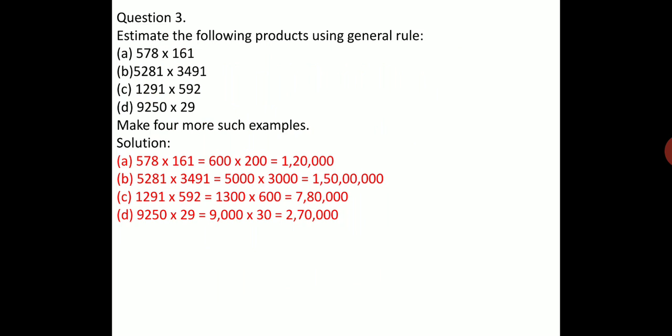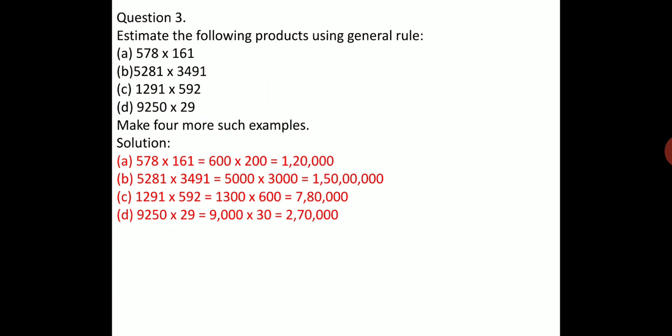Next, now 5281 and 3491. So what is the rounding off of 5281? 5281 I'll round off to 1000. So what is the nearest 1000? 5281 is 5000, and 3491 nearest 1000 is 3000. The answer comes, you can see easily, 1 crore 50 lakh. This is the answer.